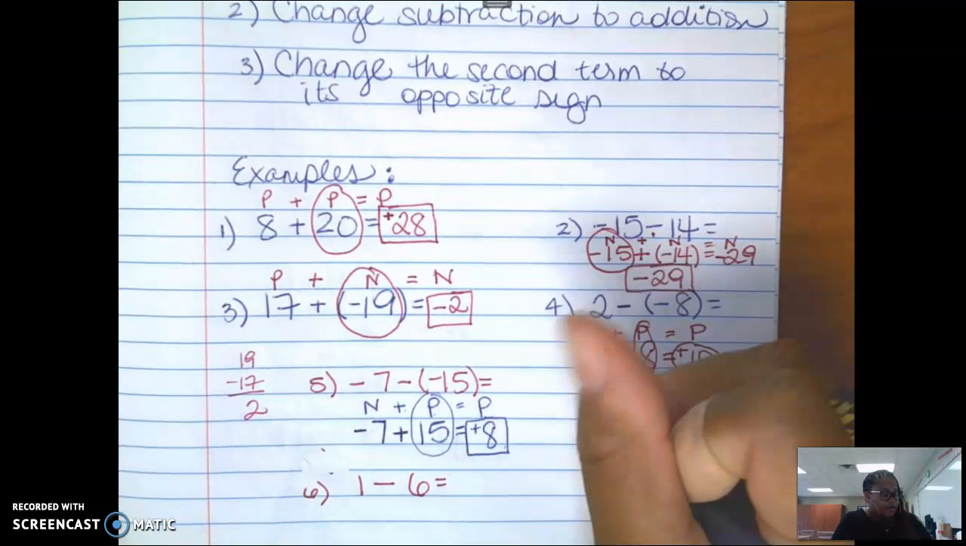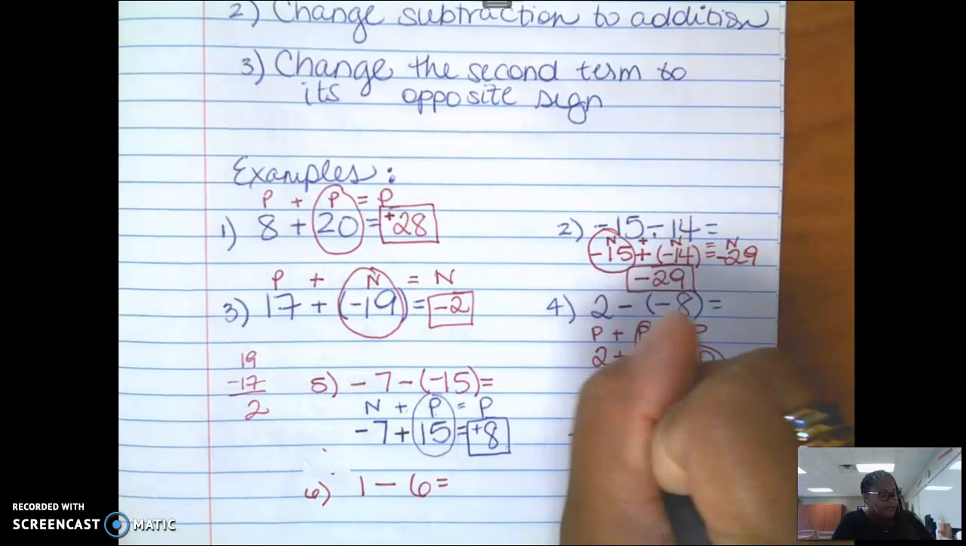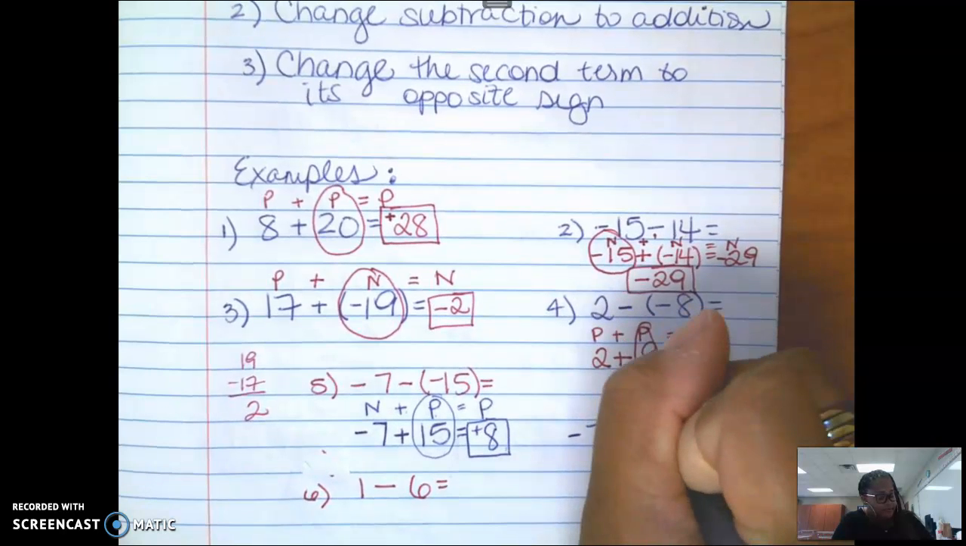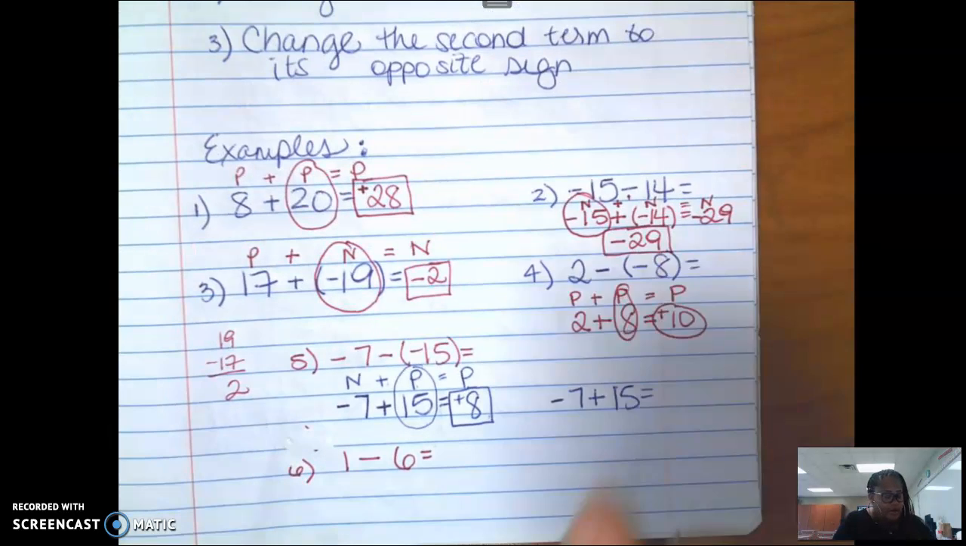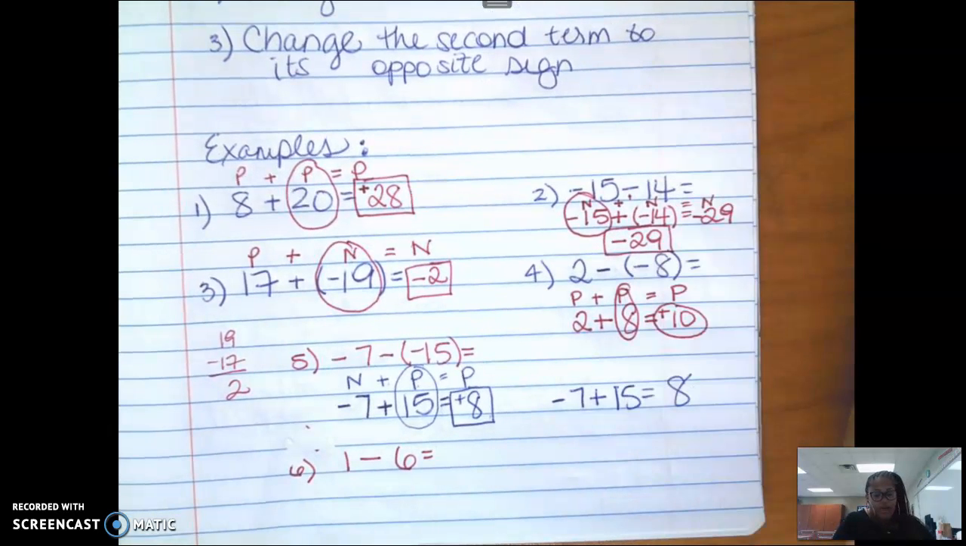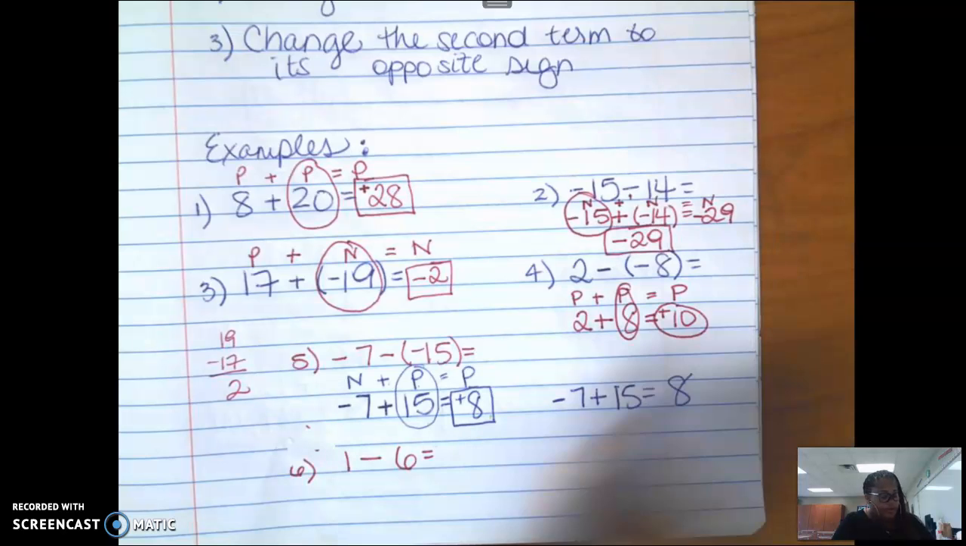The other way I could have done this is just saying negative 7 plus 15. They have opposite signs, so I'm going to subtract. 15 minus 7 is just 8. I could do so without the labels.